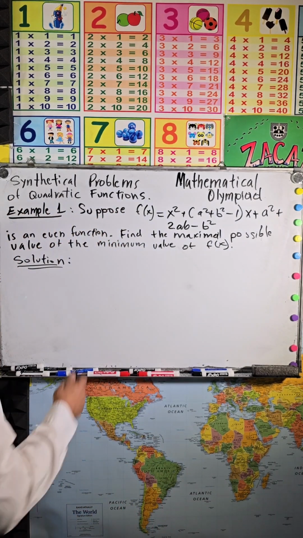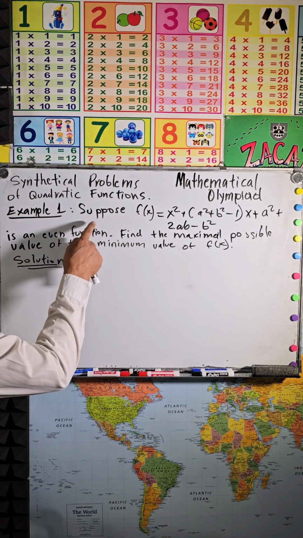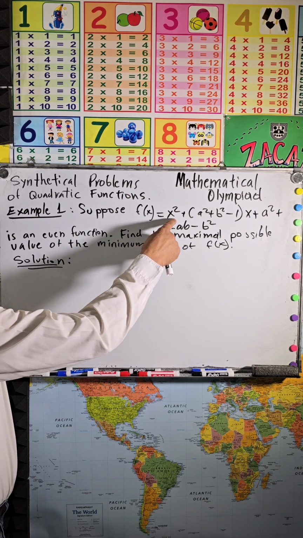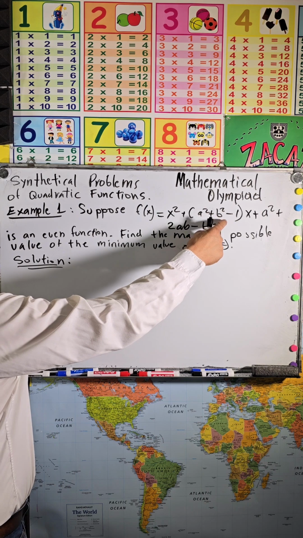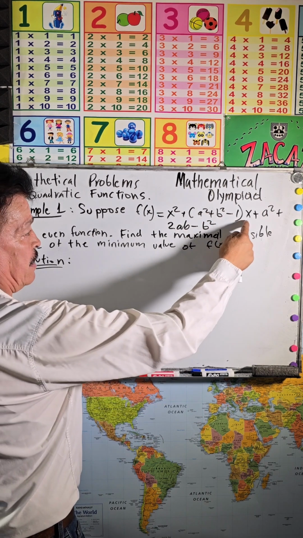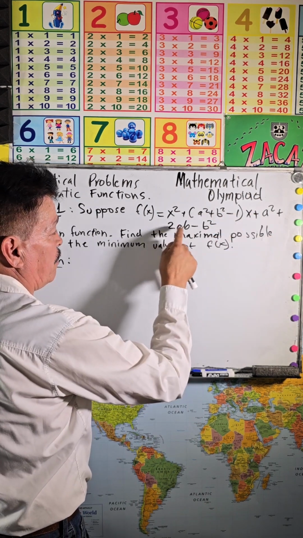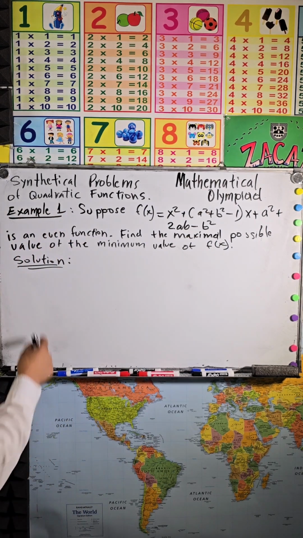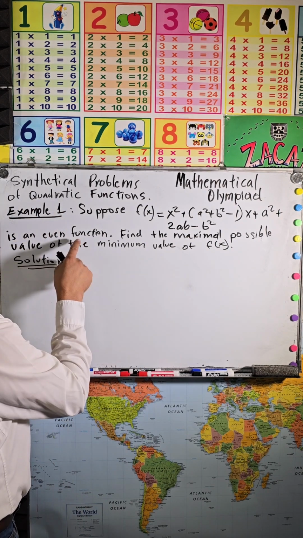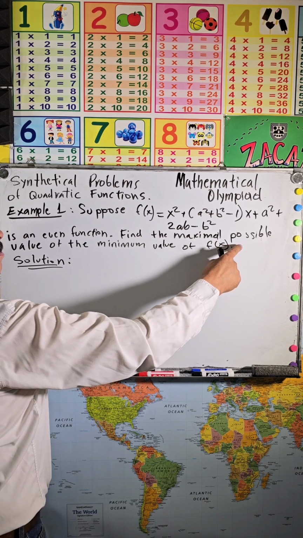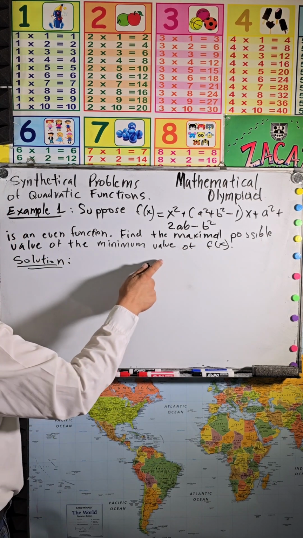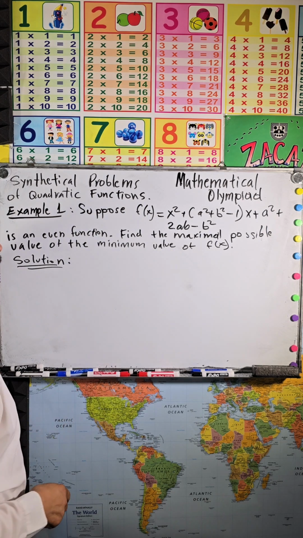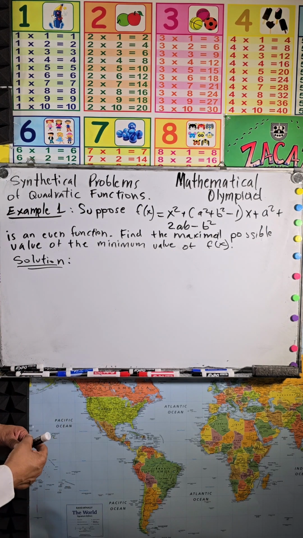Our first example. Suppose f(x) equals x squared plus (a squared plus b squared minus 1) times x plus a squared plus 2ab minus b squared. Right? It's an even function. Find the maximum possible value of the minimum value of f(x). So the solution, what is the way to find it?